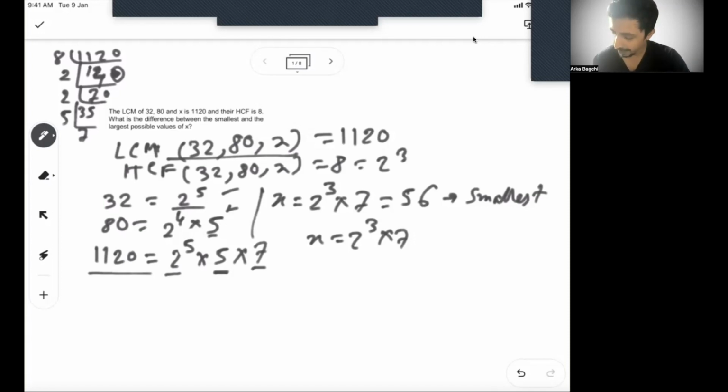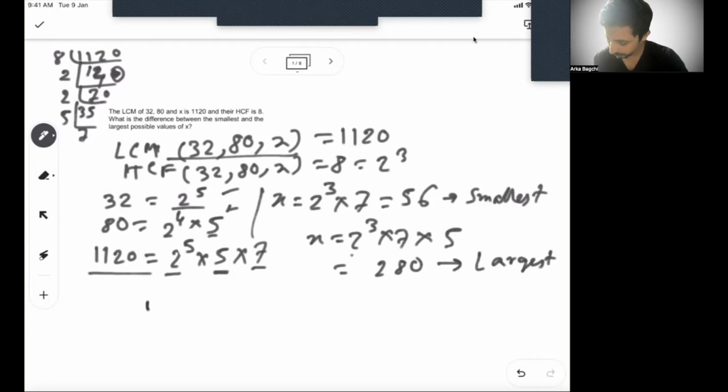So that's why when I talk about the largest value of x, it will have 2 cube and 7 only, but it can also have 5, because if it has 5, 1120 can also get 5. So a 5 may not be only in 80, it may be in x also. So that's an optional thing for x, because if 80 also has 5 and x also has 5, 1120 can get only one 5. So it will not be breaching the contract of 1120, but I can optionally add 5 with x. So now this becomes 280. So 280 is the largest.